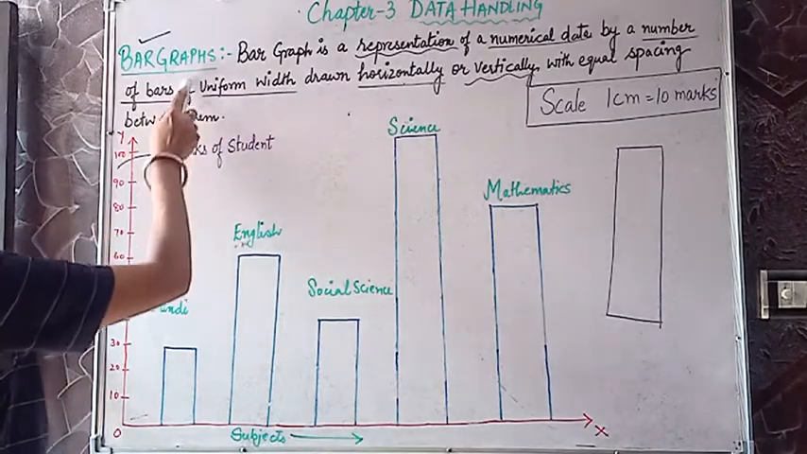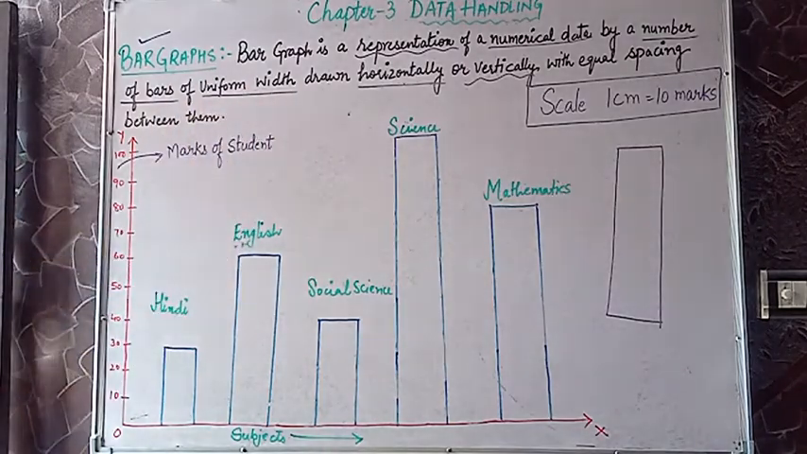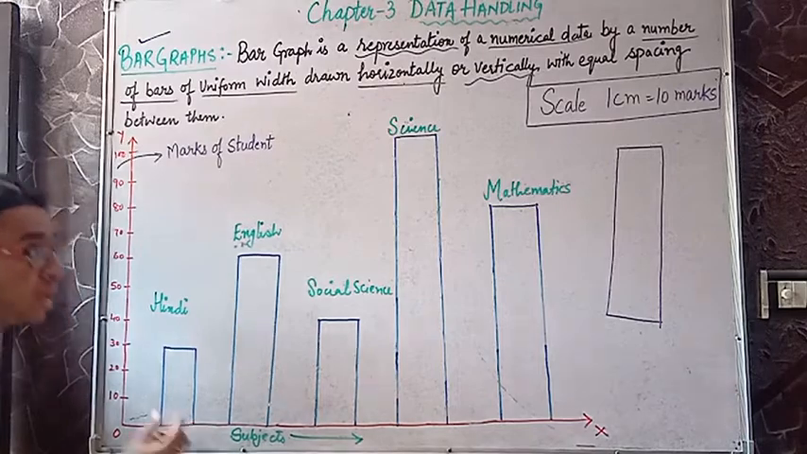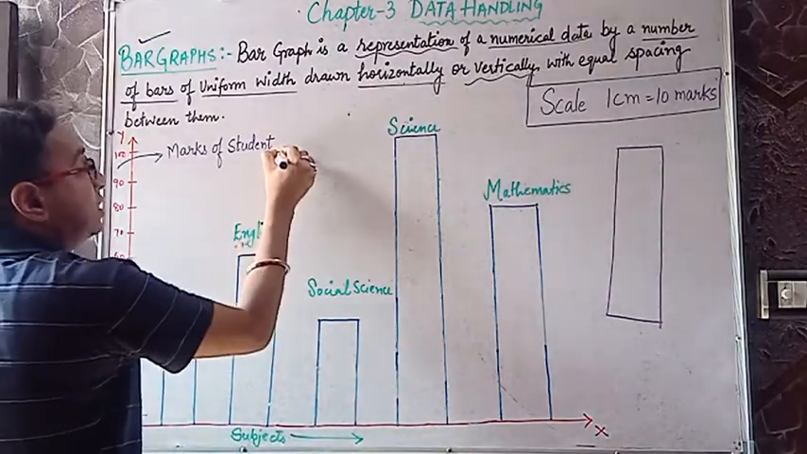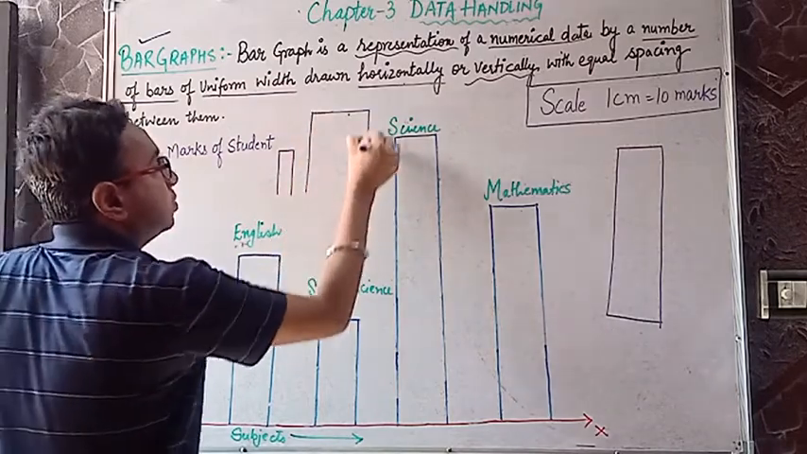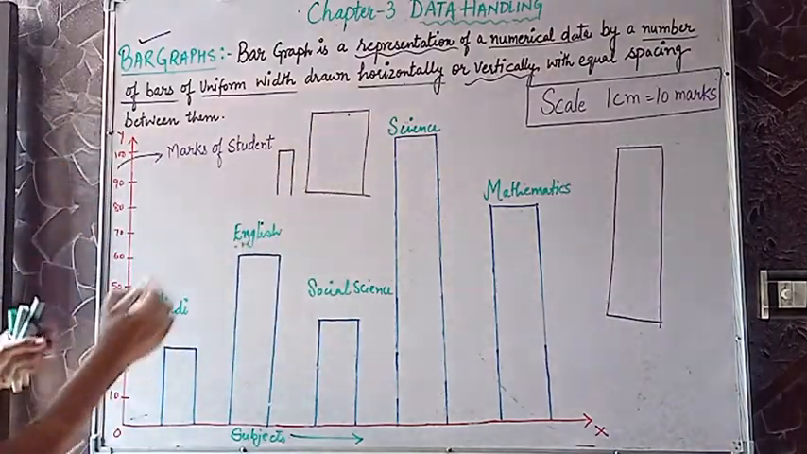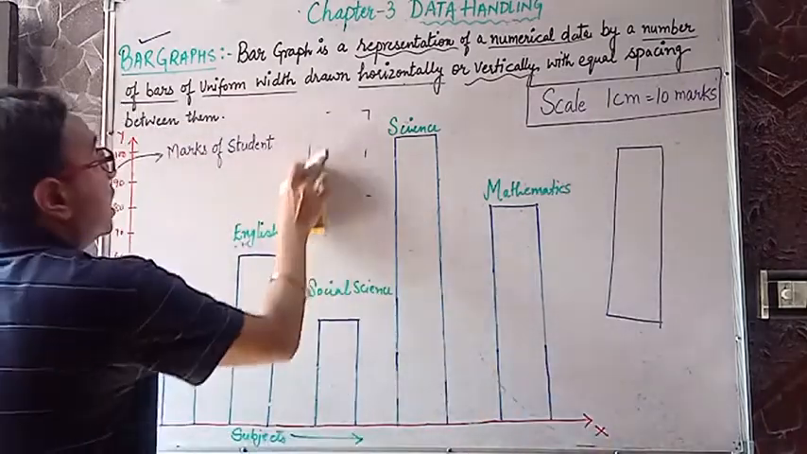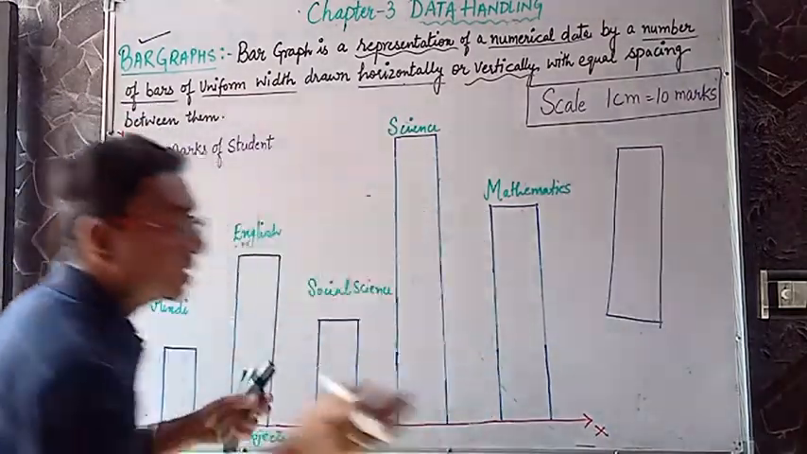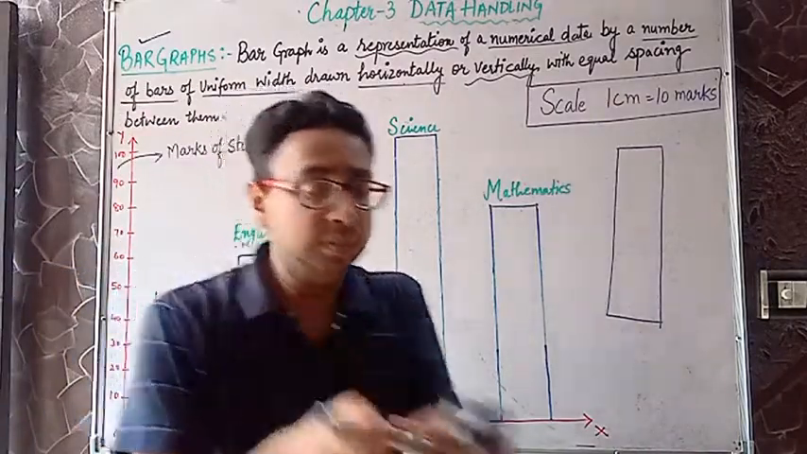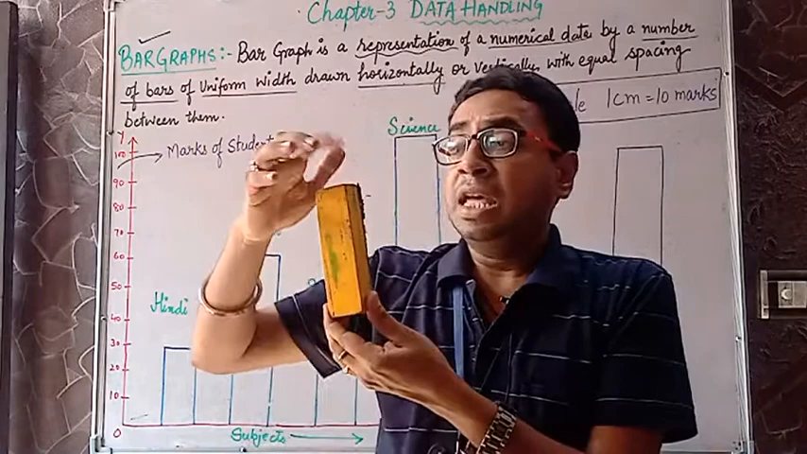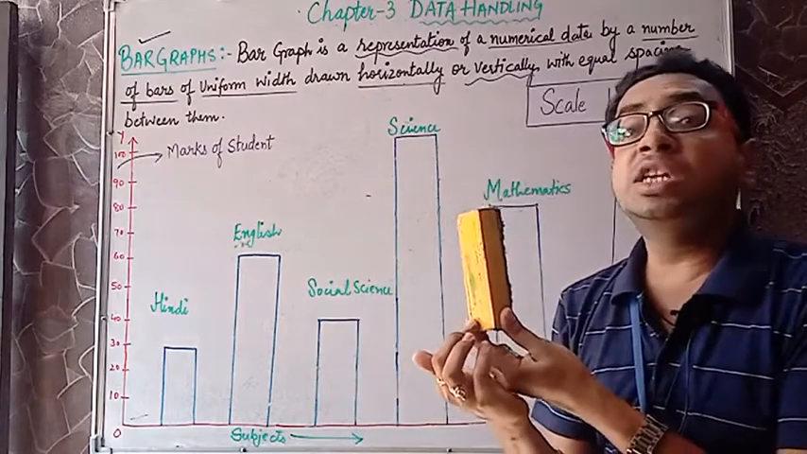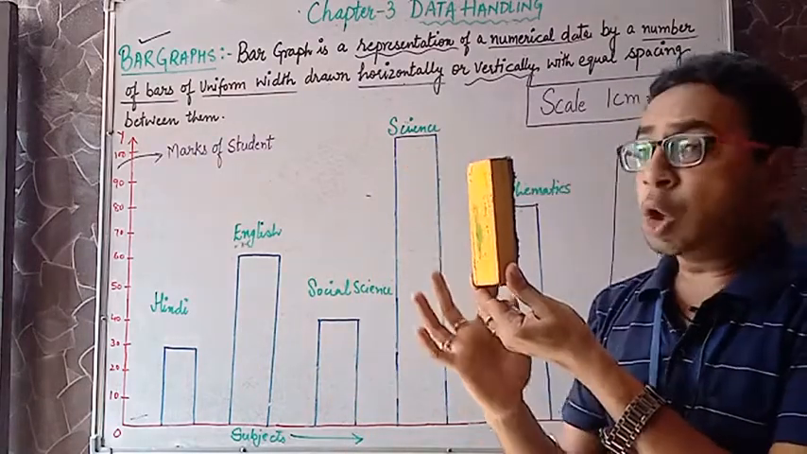Secondly, uniform width. What do you mean by uniform width? Uniform width means this particular size must be the same for all. It doesn't mean that one bar is like this and another bar is like this. Not possible. Again, it is not a bar graph. So equal width means the bars' width must be the same. Let us consider this is a bar. Every bar must have this width. This should be the same in each and every case. Are we clear? And this is called length.